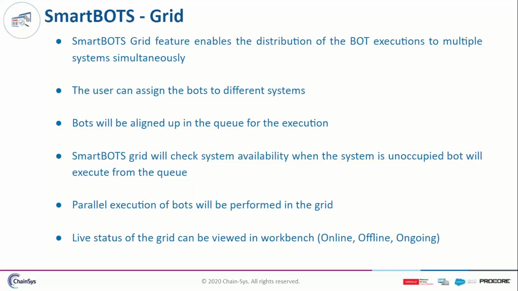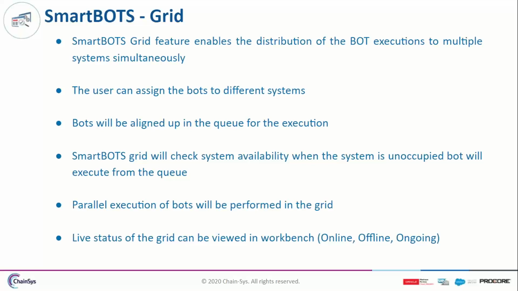Yeah. So this is our grid functionality. Grid functionality is like, as I mentioned, SmartBots has the capability to distribute the executions. Like when you have multiple processes, you can distribute those processes to different VMs. So here what you can do is, when you log in to SmartBots, we have the options like either you can log in as a grid or as a normal user. So when you log in as a grid, it can be added into the grid or workbench. So once you configure that VM into the workbench, it can be assigned to the bot.